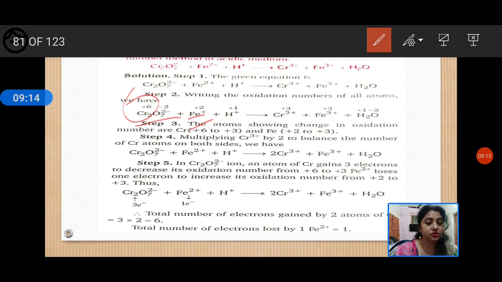Chromium here 3 plus, oxidation number +3. Iron 3 plus, oxidation number +3. In water, hydrogen +1, oxygen -2. Okay, so we are done with the oxidation numbers. Now let's proceed to the third step.